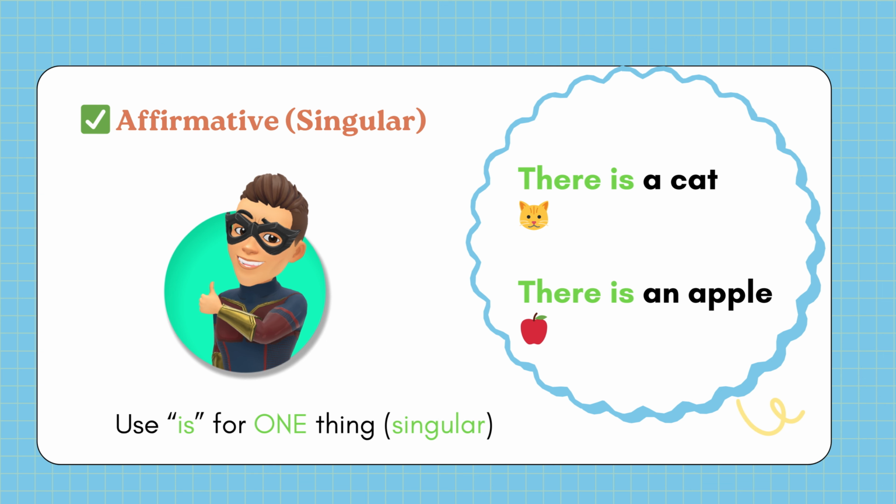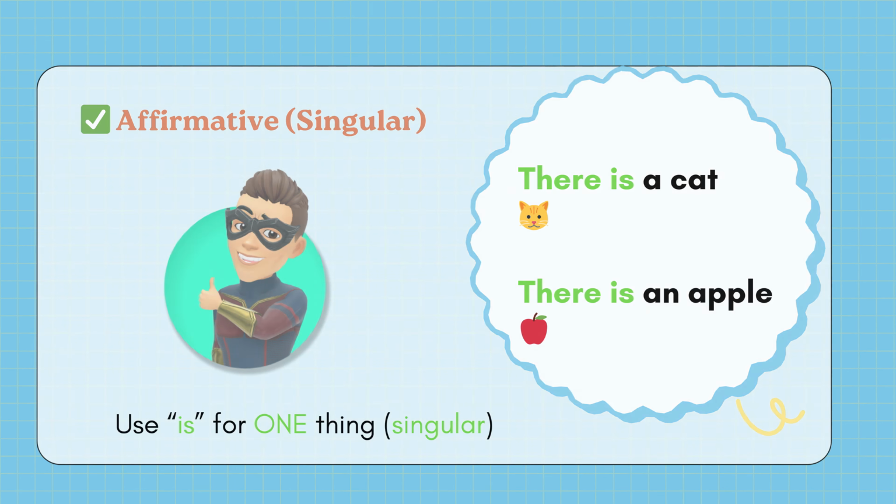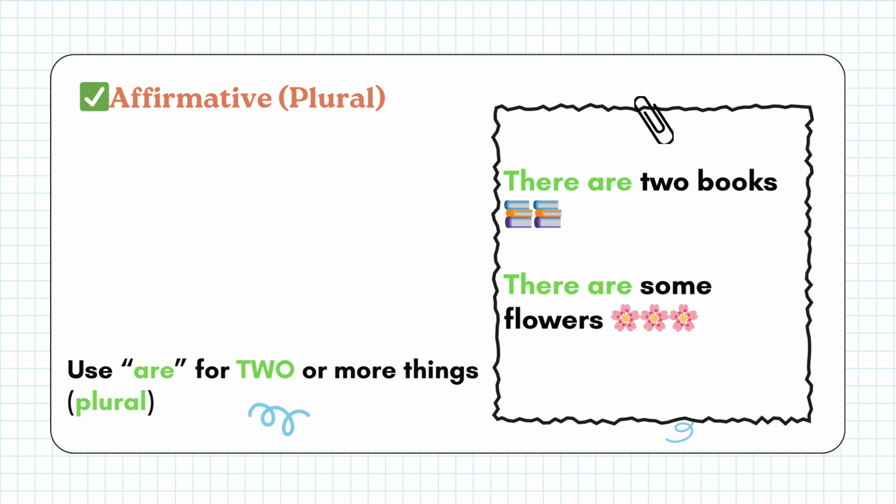There is a cat. There is an apple. Think, one cat, one apple, just a single thing. Is tells us we're only talking about one. On the next slide, we'll see how to describe more than one item. Let's keep going. Let's move from one thing to many things.